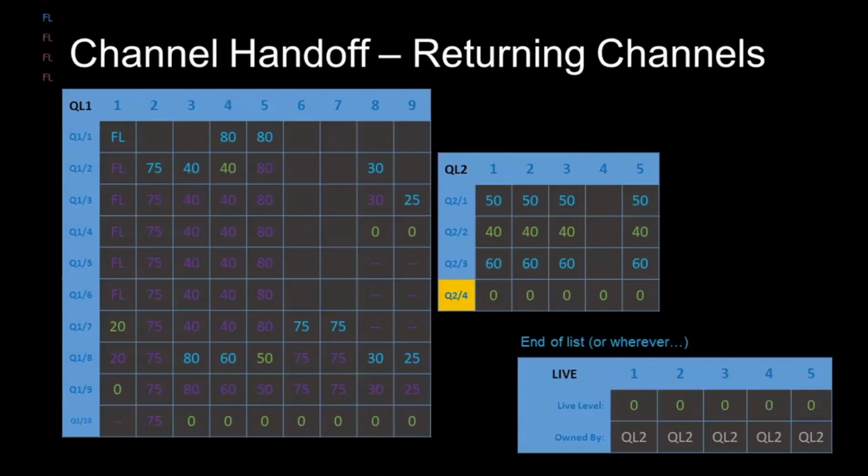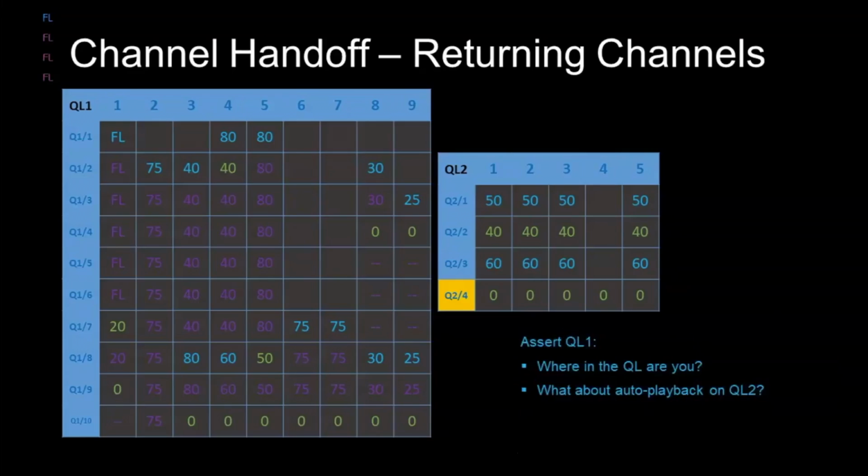But maybe this is running a loop, or maybe I don't know where I'm going to be in my queue list 1 when I need to hand over ownership. So an assert may not be the best thing to pull those values back, right? Maybe we want queue list 2 to say, I'm done with these, as opposed to queue list 1 saying, give them back to me. I put a slide here explaining those very things. So where in queue list 1 are you? What about the auto playback, right? Even if I have move instructions in queue list 1 that pull them back, if this thing is looping, as soon as the next move instructions hit, those channels are again owned by queue list 2. So be cautious about that stuff.